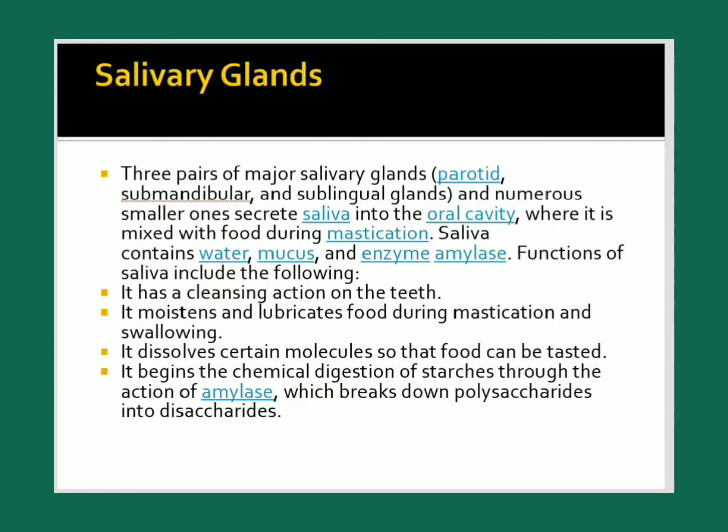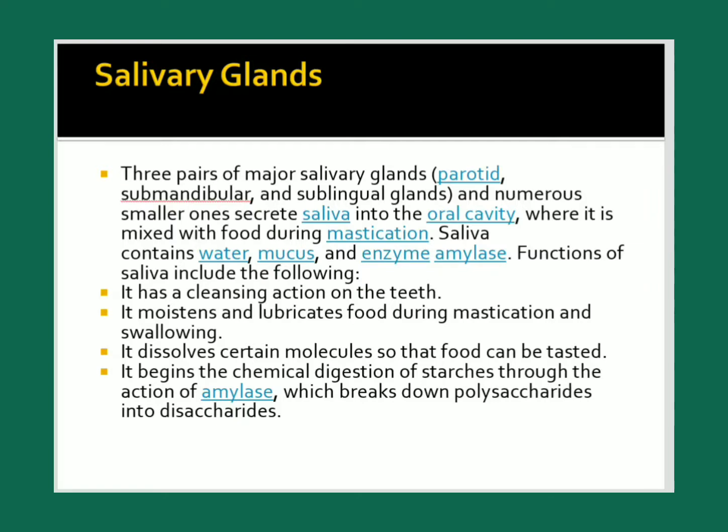Saliva contains water, mucus, and enzymes like amylase. Functions of the saliva: it has a cleaning action on the teeth. It moistens and lubricates the food during mastication and swallowing. It dissolves certain molecules so that food can be tasted. It begins the chemical digestion of starch, which is a polysaccharide, with the help of the amylase enzyme. So it will break down that starch into disaccharide form, that is, two sugar molecules.